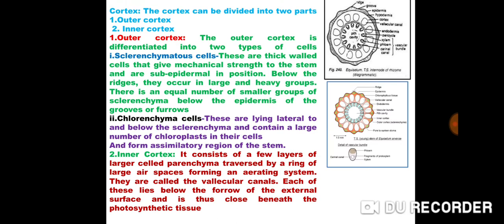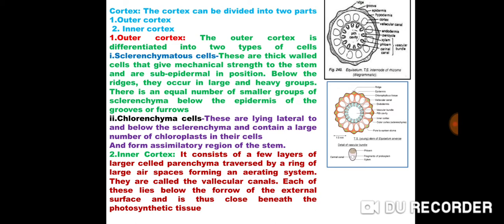Then we discuss about cortex. The cortex can be divided into two parts, outer and inner cortex. First we know about outer cortex. Outer cortex is differentiated into two types of cells, sclerenchymatous and chlorenchymatous. First we know about sclerenchymatous. These are thick-walled cells that give mechanical strength to the stem and are subepidermal in position.